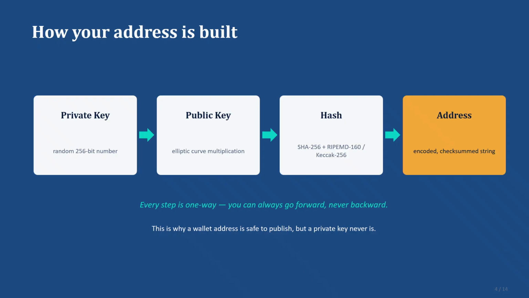Now we are going to see how your address is built. Here is the derivation as a pipeline. Start with a random private key, run it through elliptic curve multiplication to get a public key. Then hash that public key: SHA-256 and RIPEMD-160 for Bitcoin, Keccak-256 for Ethereum, and encode the result into the address format you actually see and share. Every arrow only runs forward, it won't go backward. This is why a wallet address is safe to publish but a private key never.